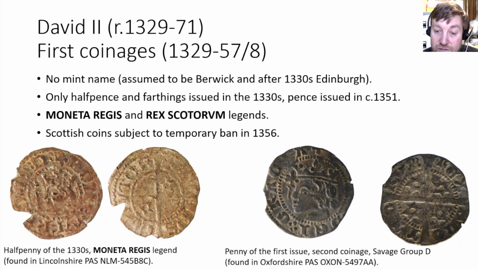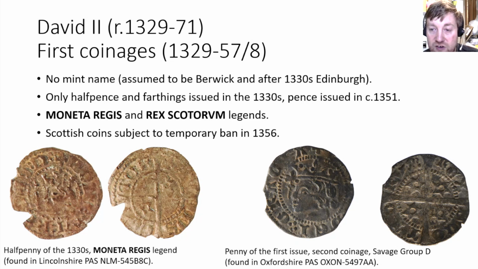And it is currently thought that these coins were minted at Edinburgh, whereas the earlier coins of David, the halfpence and the farthings, were thought to be potentially issued at Berwick, before Berwick was lost during the Second War of Independence in the 1330s.